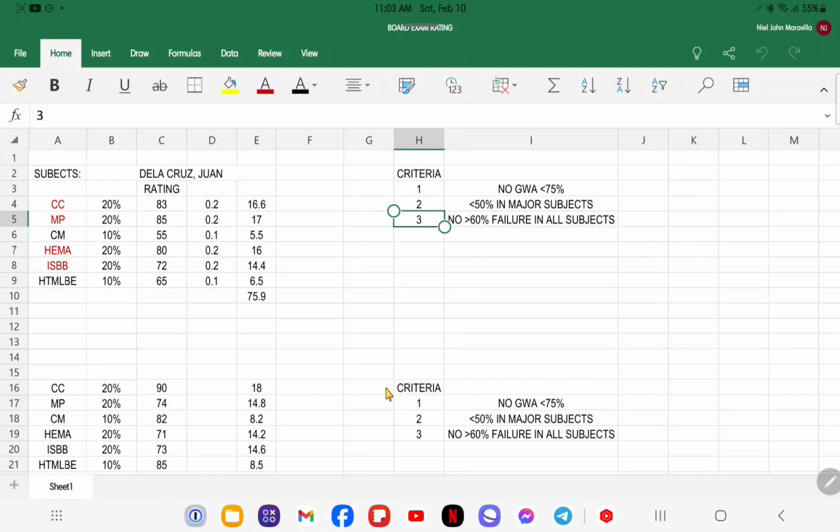Today we're going to talk about a particular part in your prelim examination, the board exam rating computation. This can be found in Section 19 of your RA 5527. I'm sharing this with you so you won't struggle during the examination.